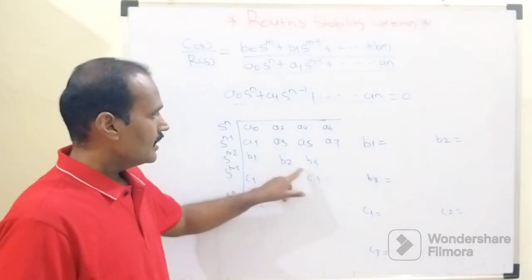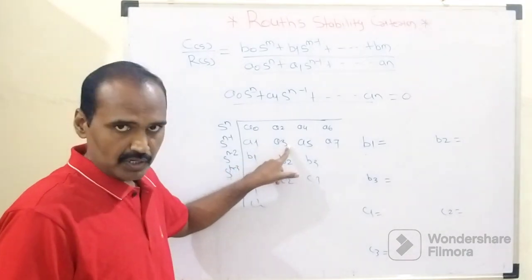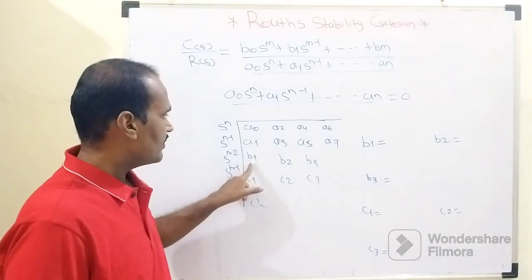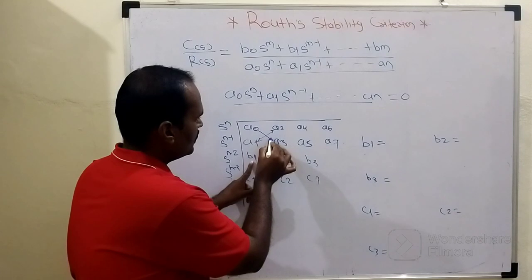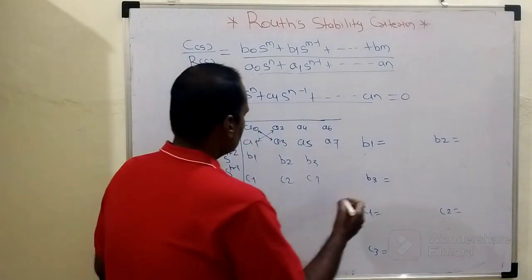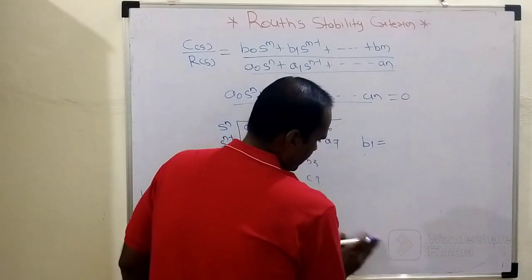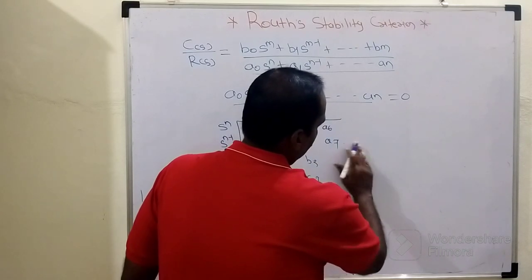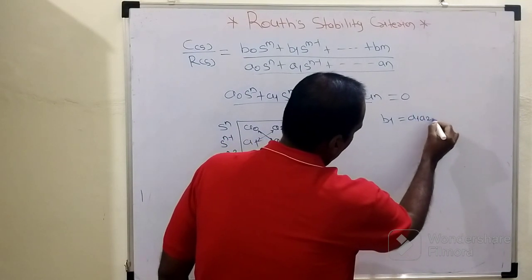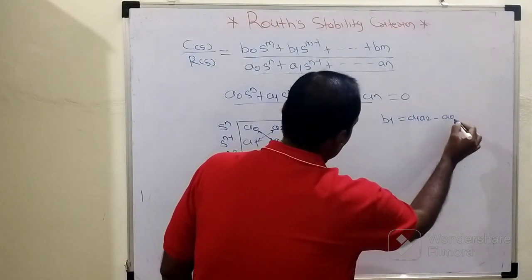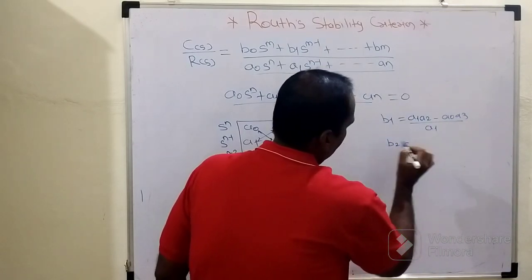In order to determine the elements belonging to row number 3, the first two rows' elements are taken into account, right? In order to tabulate this B1, such a cross multiplication is to be done: A1 into A2 minus A0 into A3, divided by A1. So in this way, this B1 is tabulated. For the sake of the moment, I will remove all these three elements which we are supposed to declare. Here I will write B1 equals A1 times A2 minus A0 times A3, this whole term divided by A1.